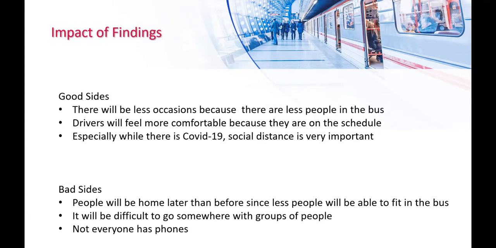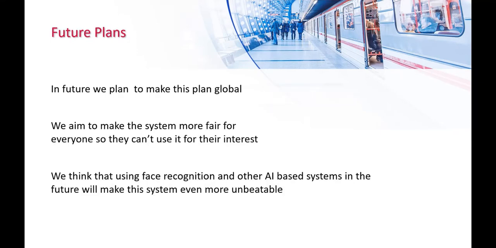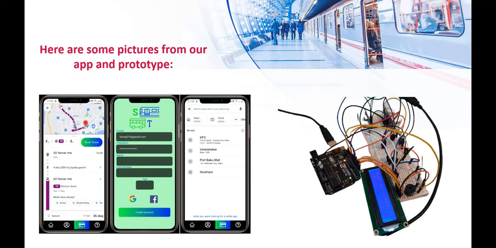But the bad side is not everyone has phones. Kids under 9 can travel without paying. Using more AI-based systems will make projects better. And let's look at our app.